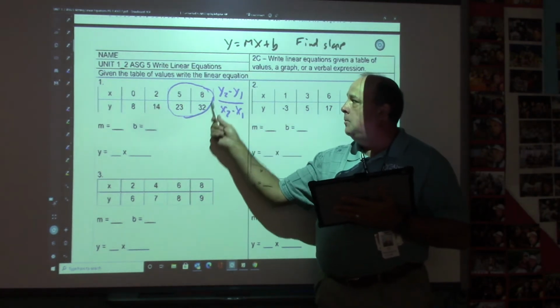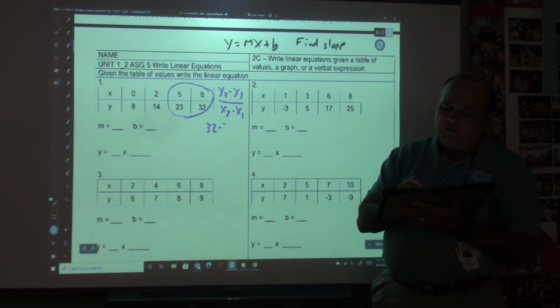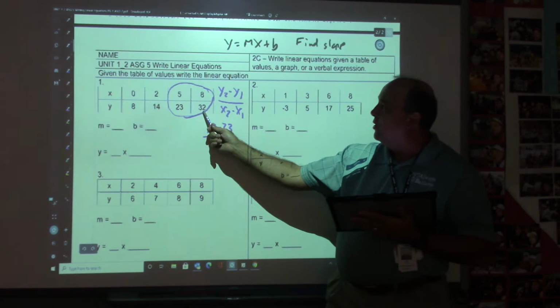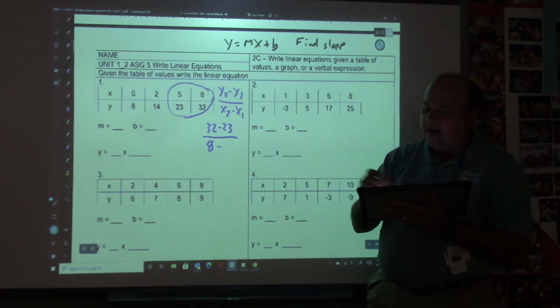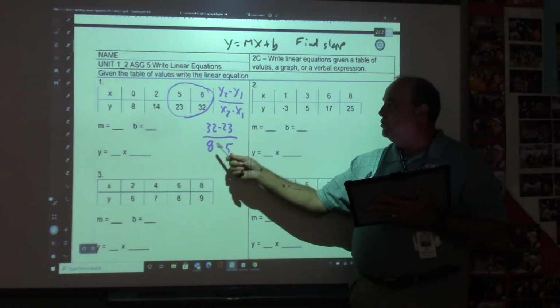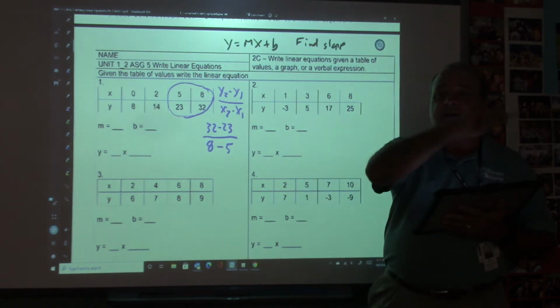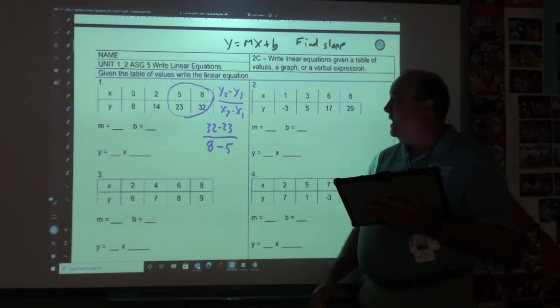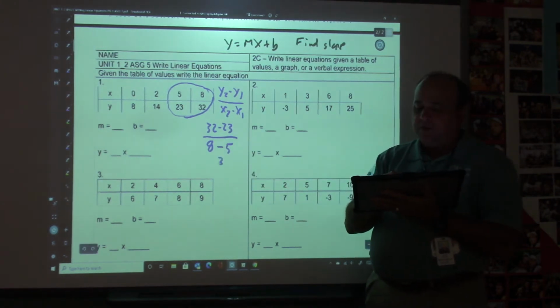So let's get the slope of this one. I'm going to do 32 minus 23 over, the 32's matched up with the 8, so the 8 goes right under that, minus 5, right? So I'm going to do 32 minus 23 over 8 minus 5. If you have an Inspire calculator, you can type that in and bam, it gives you the answer. This is going to end up being 9 over 3, so my slope is going to be m equals 3.